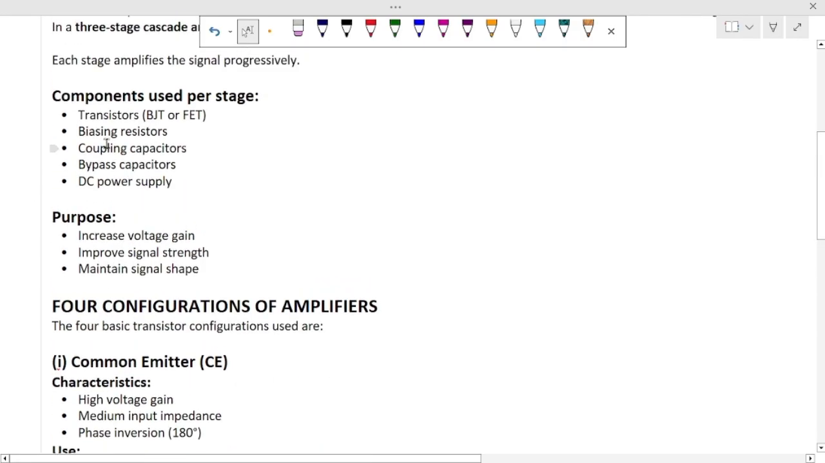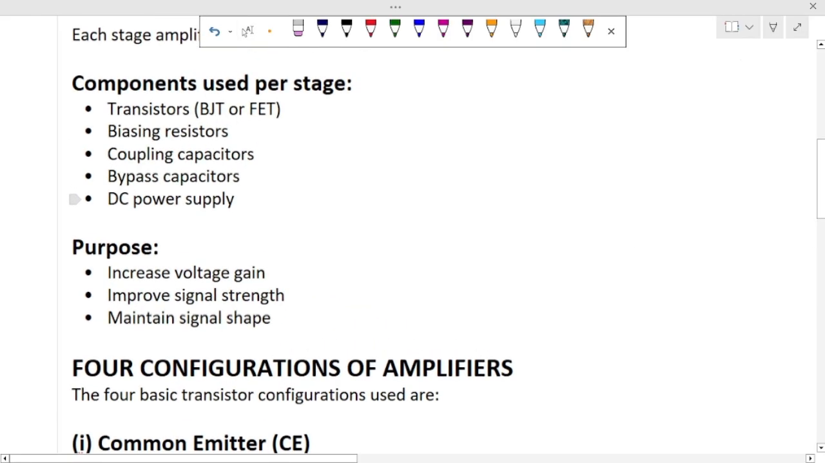Okay, so the components used: transistor, BJT or FET. Then we make use of biasing resistors. Don't worry about the name biasing. The biasing is just the way they are connected, the way the system is biased or connected. So: transistors, resistors, capacitors, and then a DC power supply. For the capacitors, we have the ones for coupling and the ones for bypass. So if you are asked what are the components used: transistors, resistors, capacitors, DC power supply.